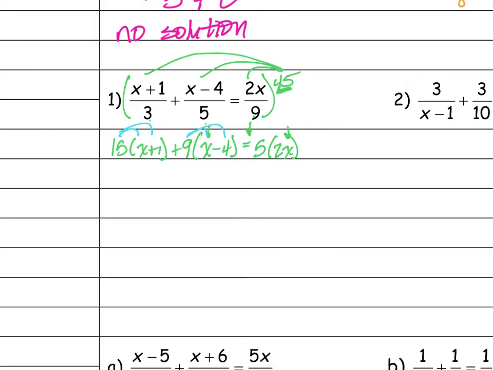Oh, okay. So I've got 15x plus 15 plus 9x minus 36 equals 10x. Okay. Ugh, this is ugly. So now I'm going to combine all my terms, I guess, by subtracting 9x and subtracting 15x.